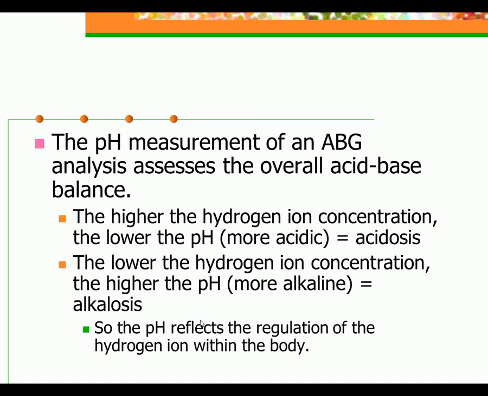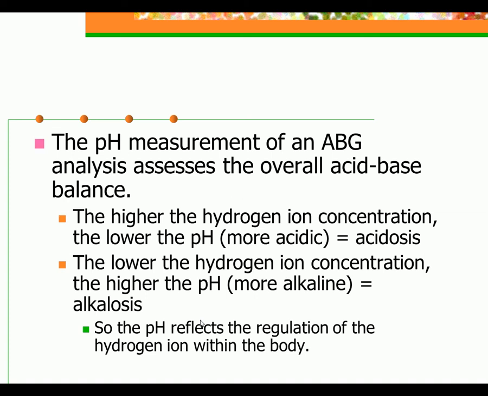The lower the hydrogen ion concentration, the higher the pH, the more base, the more alkalinic. Then, therefore, we have alkalosis. So if our norm is 7.35 to 7.45, anything below 7.35 has more hydrogen ions, therefore it's more acidic, therefore it's acidotic. Anything above 7.45 has lower hydrogen ion concentration, has a higher pH, therefore is more alkalinic and results in alkalosis. So the pH reflects the regulation of hydrogen ion concentration, and it will tell you if it is acidic or if it's alkaline.